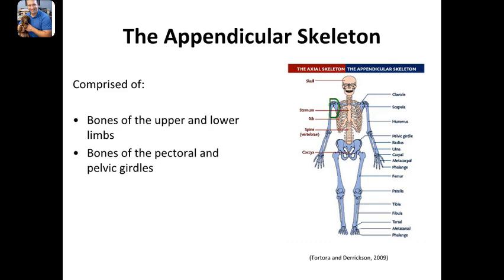The shoulder girdle is otherwise known as the pectoral girdle, and we've got the pelvic girdles right here. So these girdles act like harnesses that attach the extremities to the body. There's the upper extremity, lower extremity.